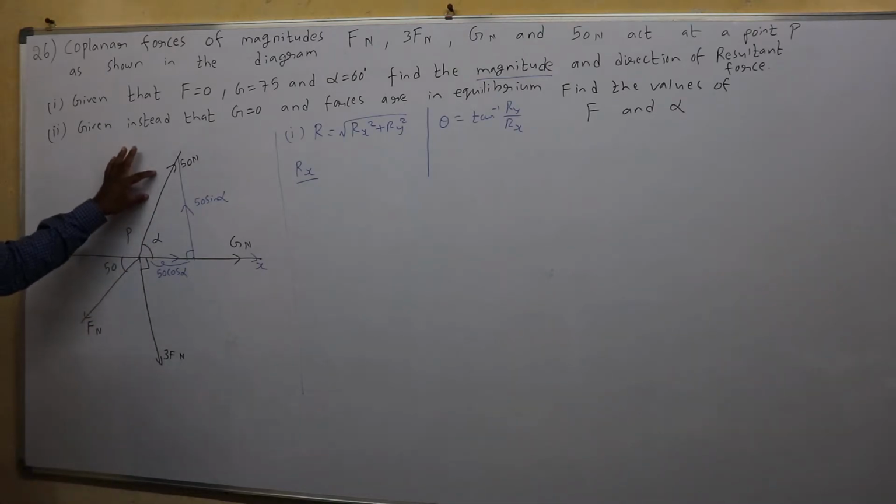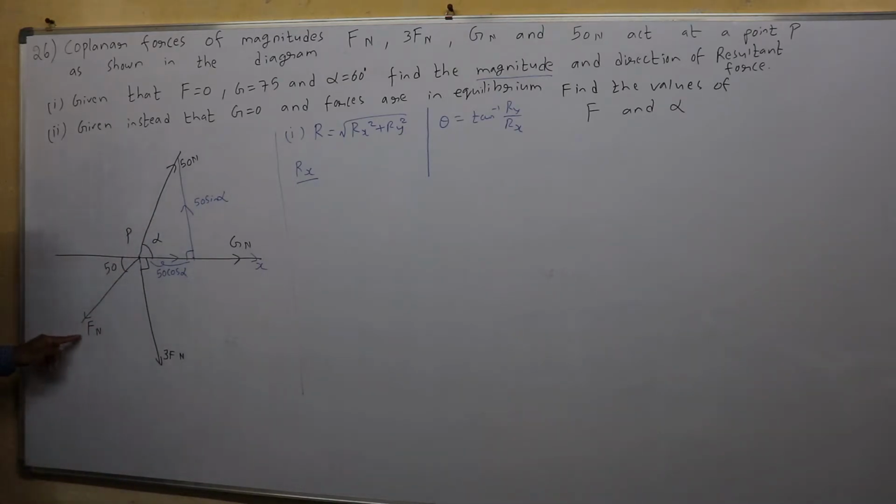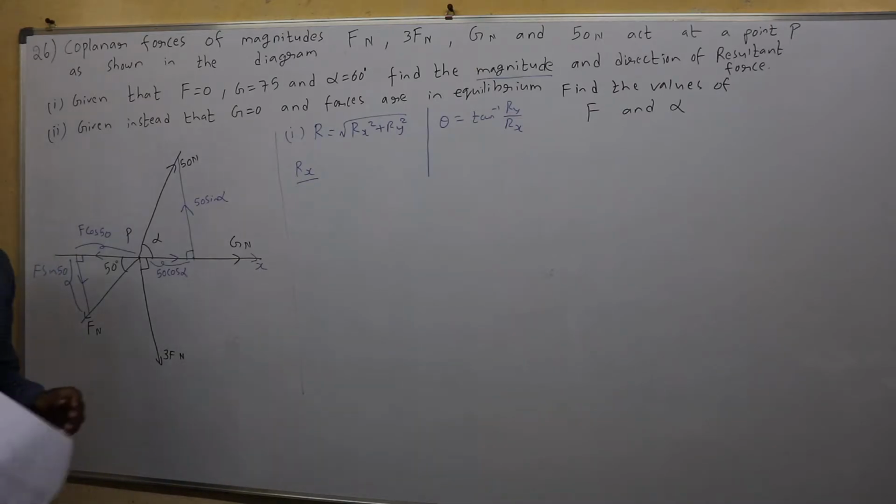We have resolved 50. Now, this F is also acting at an angle 50 degrees, so I need to resolve F as well. For that, again form a right angle triangle. Instead of walking from here to here, I could have gone in this way, then vertically down. This is adjacent to 50, so it becomes F cos 50. This is opposite to 50, so it is F sin 50. Resolving in the diagram is completed.